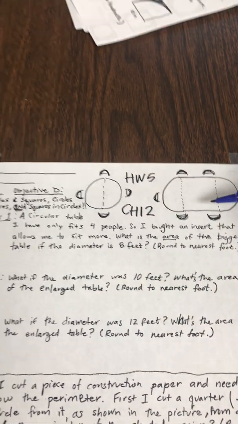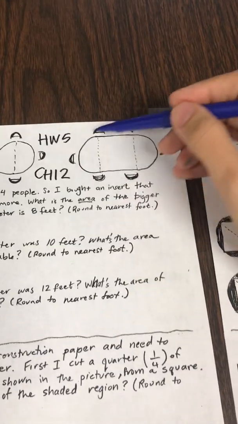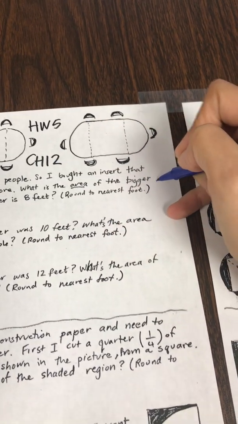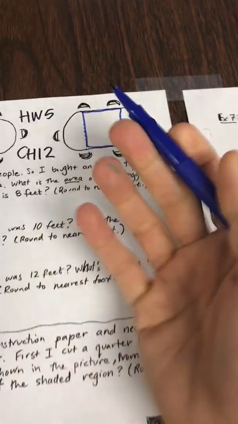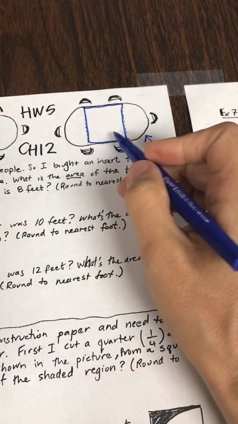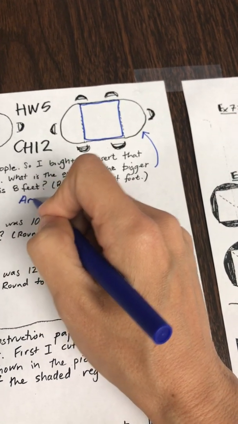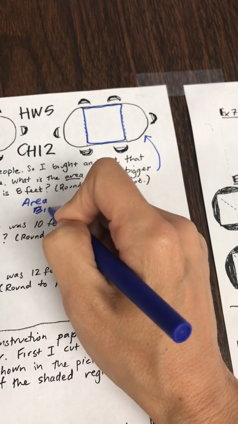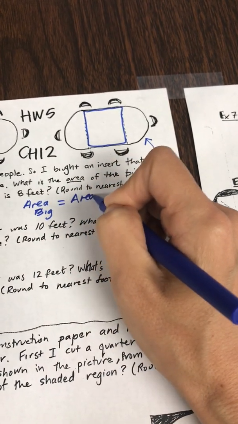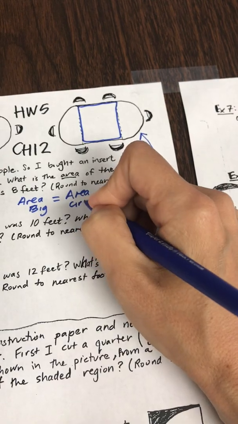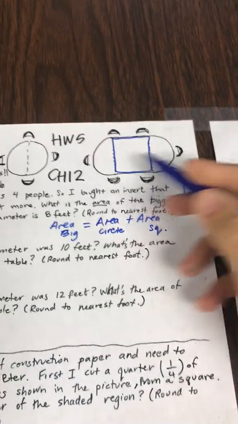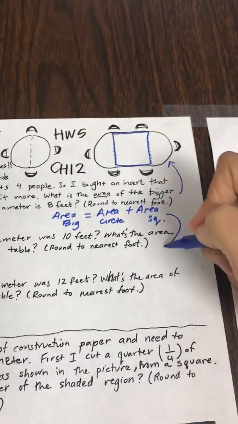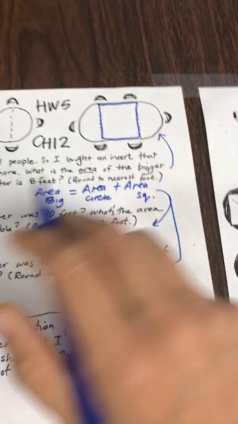So I bought an insert that would allow us to sit more people. What's the area of the bigger table? So it looks here that the area of this table, just a loose formula or strategy, I think if I know the area of the big table would equal the area of my circle, and the square I added to it, the area of my square. So that's my basic idea, and I think this concept is going to work on all my problems.